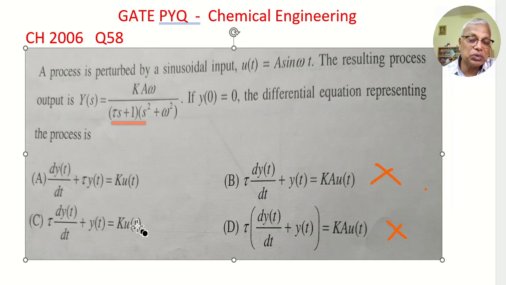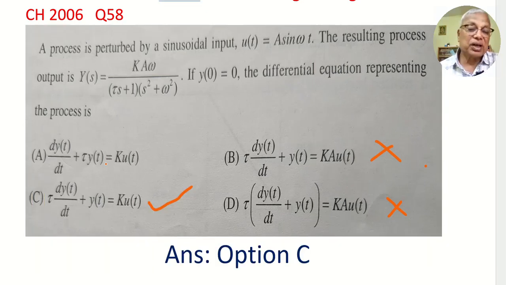So the correct option for this is option C. Option C is the correct answer. If you want, you can check option A also, just for additional information. If you try option A, instead of τs + 1, you will get s + τ here. So option C is the correct answer.